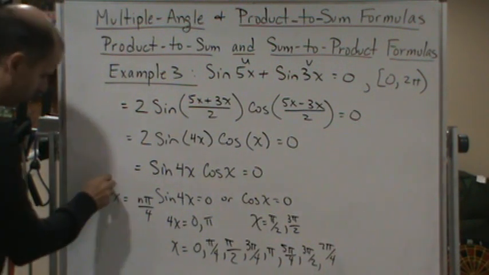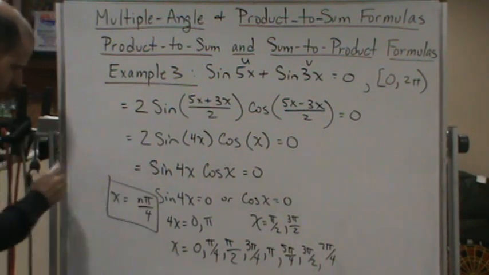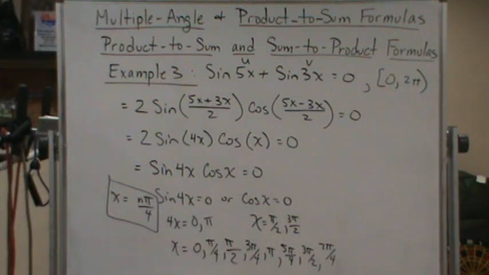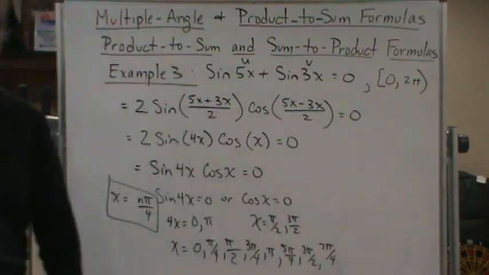So the solutions are all of the form, for the general case, n pi over 4. And you can graph this on your calculator and you'll see that these are all the x-intercepts of the graph.